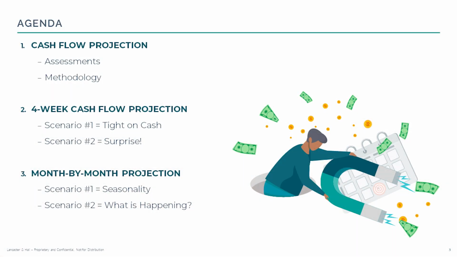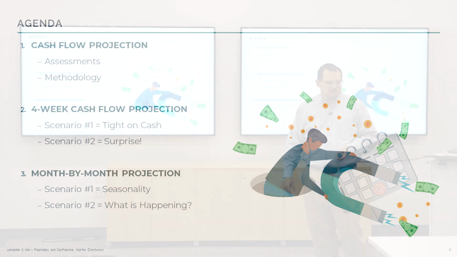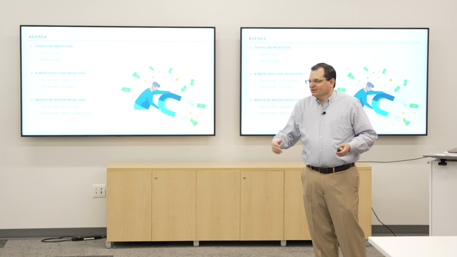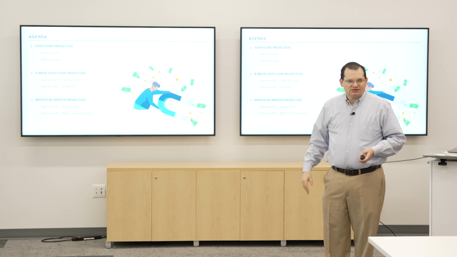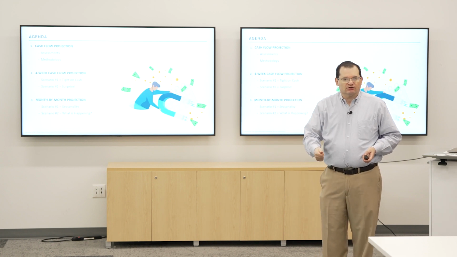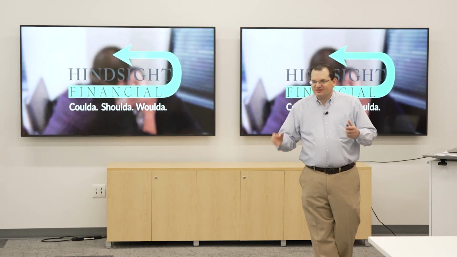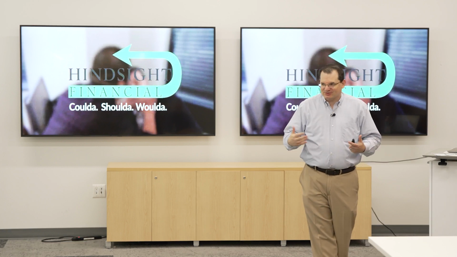We're going to talk about two scenarios. We're going to do a 4-week cash flow, so assuming you're tight within the month. Let's do a quick 4-week cash flow, and then we're going to move to a month-by-month projection, dealing with some scenarios about seasonality or, oh my God, something's wrong with the business. We've all been there, where it's like, oh crap, now what? And so we're going to see how you catch that early and try to get in front of it.